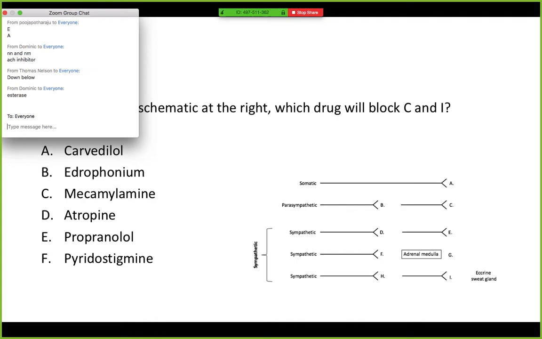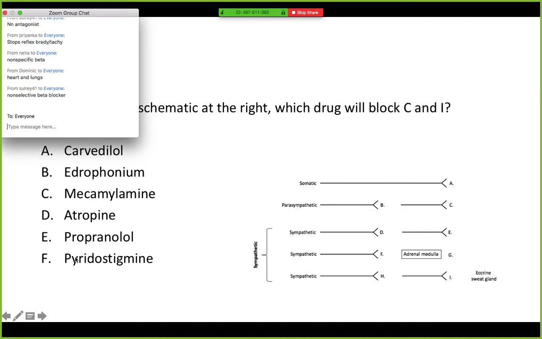All right, what about mecamylamine? What are we working on? Right, it's an NN blocker. Yep, so anywhere you find your NN receptors. Okay, and then last one, propranolol. Right, good job. So your non-specific beta blocker.